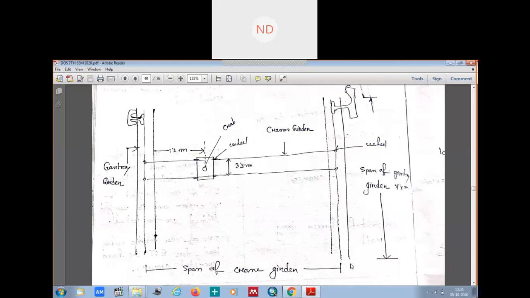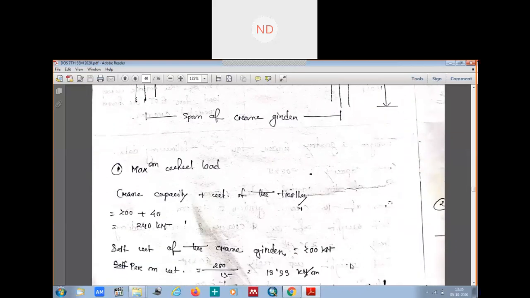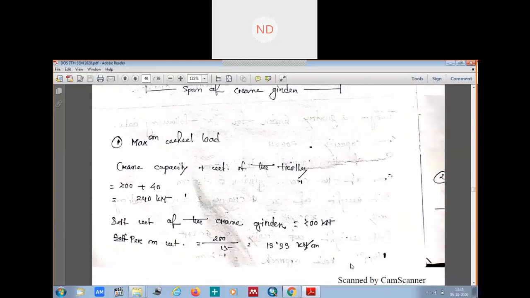So first of all, we are going to find out the maximum wheel load. This is your maximum wheel load. The first step is to calculate the maximum wheel load. In our question, we had been given the crane capacity. Crane capacity is nothing but the load on the crane, or the self-weight of the crane also you can say. But we need the total load acting, because we are calculating the maximum load. So the maximum wheel load will be the capacity of the crane, how much load it can take including the self-weight of the crane itself, and also the weight of the trolley, because the weight of the trolley is going to be over the crane.